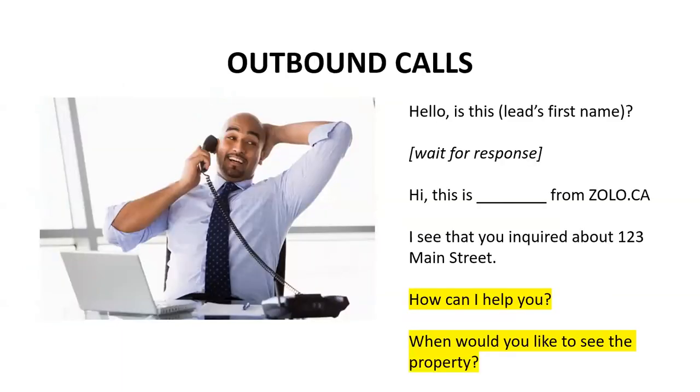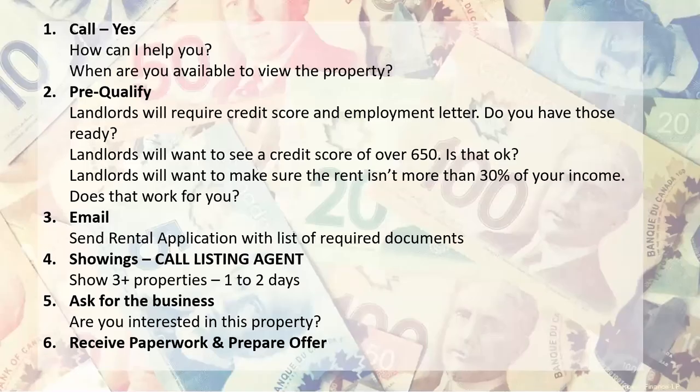Outbound calls, same thing. If you missed an incoming call, try to get back to them right away. Make sure that you're speaking to the lead who actually inquired about the property. Introduce yourself as an agent from Zolo.ca, and remind them what they were looking at. I see you inquired about 123 Main Street. And then again, how can I help you? And when would you like to see the property? In between those two questions, have a conversation and make sure that you have an opportunity to explain the process. And this is what I mean.